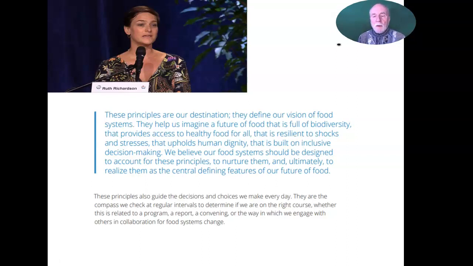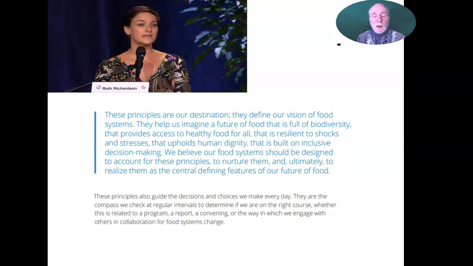They define our vision of food systems. They help us imagine a future of food that is full of biodiversity, that provides access to healthy food for all, that is resilient to shocks and stresses, that upholds human dignity, that is built on inclusive decision-making. We believe our food system should be designed to account for these principles, to nurture them, and ultimately to realize them as essential defining features of our future of food.